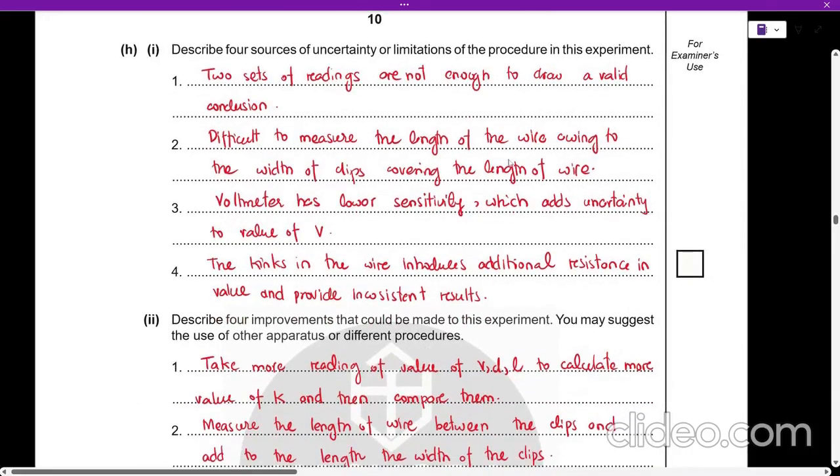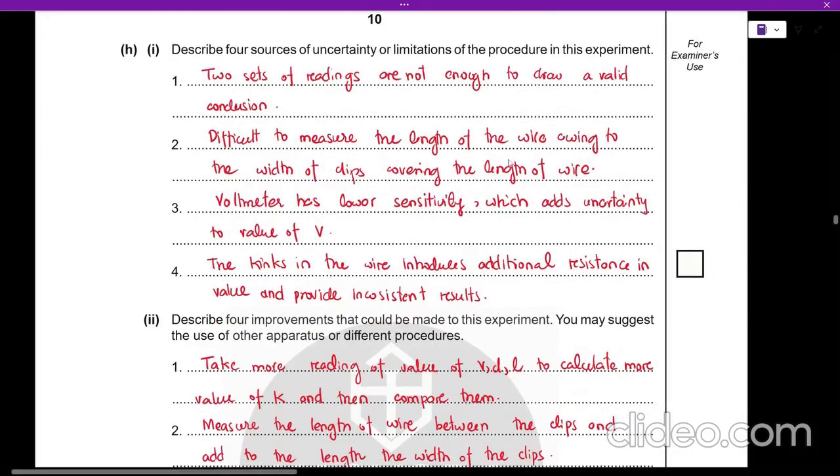Now let's come to the last part of this, which is about the limitations. The first thing, which can be applicable to any experiment, is about the sets of readings. The two sets of readings are not enough to draw a valid conclusion.